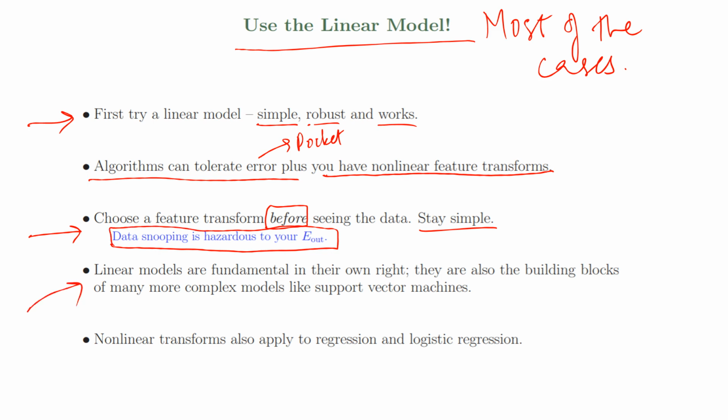Again, reiterating the advantages of linear models, they are fundamental in their own right. They are essential building blocks for most of the complex models that we are going to look at, for example, support vector machines, I think it's coming up real soon. So we'll see how linear models build those, and then also the neural networks. Finally, these nonlinear transforms can also apply to regression and logistic regression problems, just like we saw for classification problems, but it is equally relevant and applies to both of these two large categories of problems, the regression and logistic regression problem set as well.